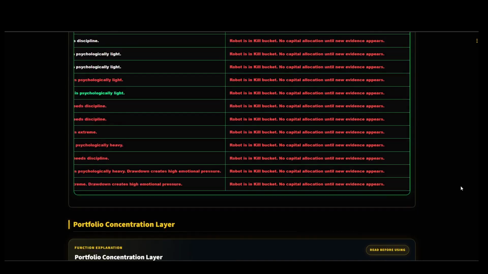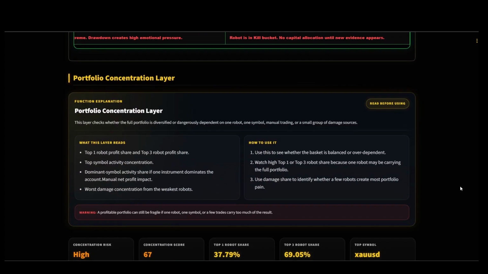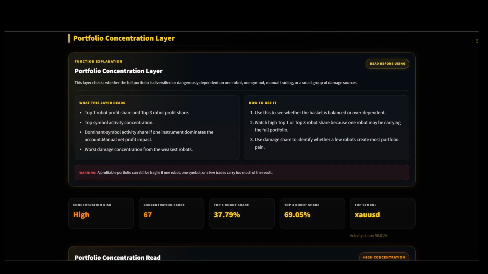Now we move into the portfolio concentration layer. And this layer is extremely important because the workflow is no longer evaluating individual robots separately. Now it starts evaluating whether the full portfolio itself is structurally diversified, or whether the entire account becomes dangerously dependent on a small number of robots, symbols, or concentrated profit sources. So the layer starts by analyzing the concentration risk, the concentration score, the top 1 robot share, the top 3 robot share, and the dominant symbol activity concentration.